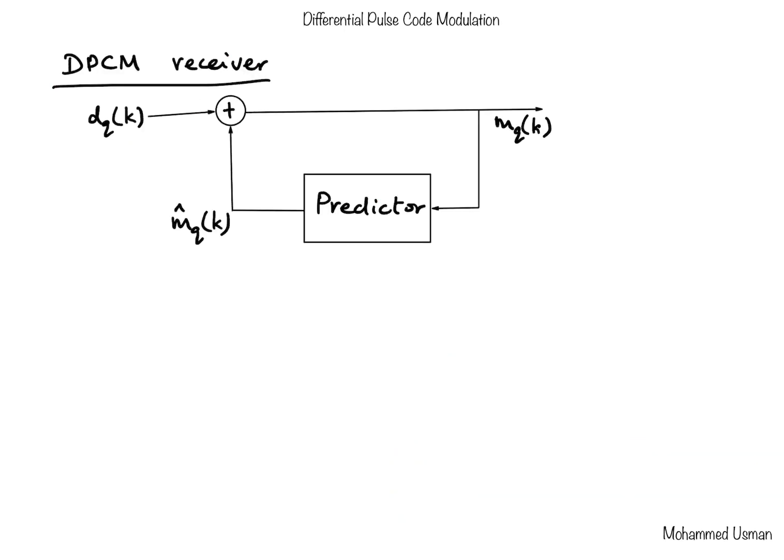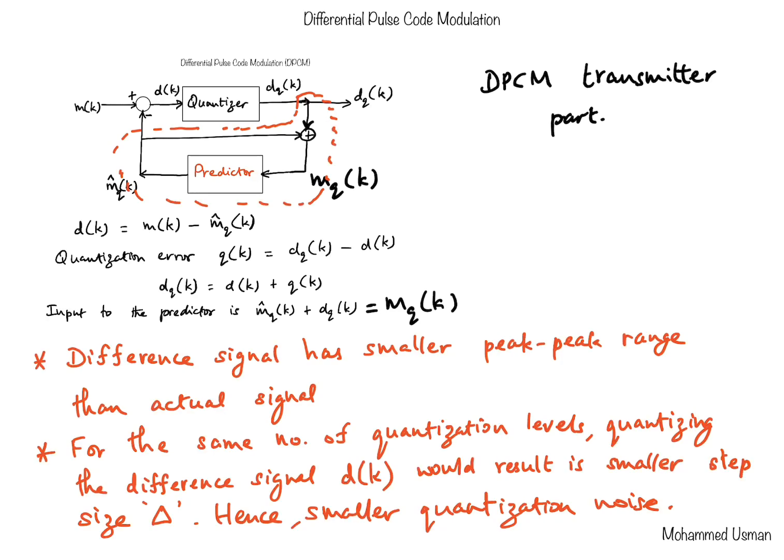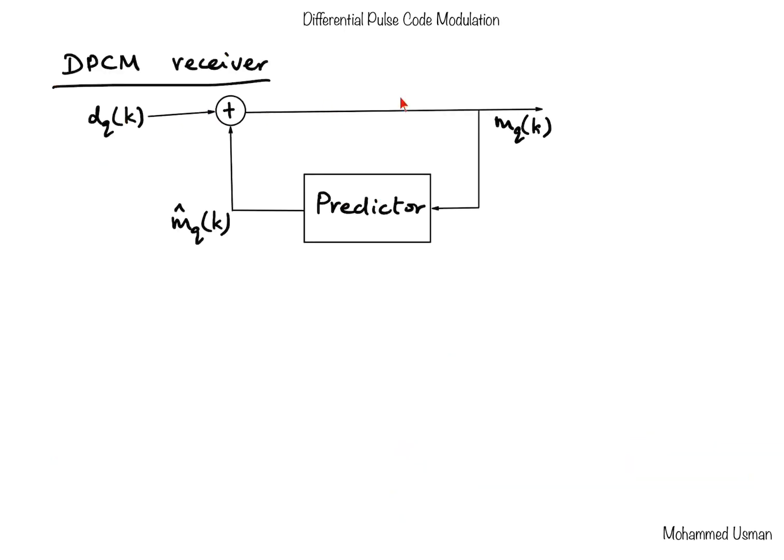So we have the receiver part here. I've just redrawn the components which are circled in this red dotted line separately here in a neater way. So we have DQ of K coming as input to the DPCM receiver, and we are interested in getting MQ of K. So DQ of K added to the output of the predictor MQ cap of K gives us the quantized version of the actual sample MQ of K, which is what we are interested in reconstructing.